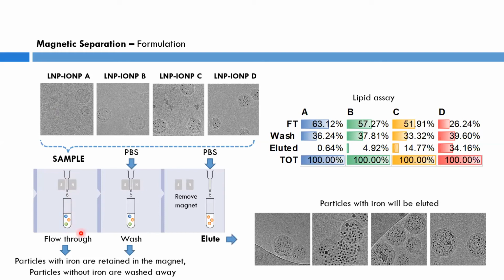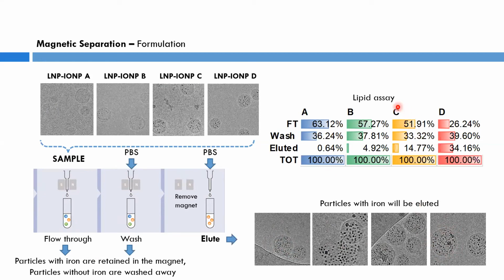The flow through and washed were washed with PBS, and therefore theoretically all the iron particles are retained in this magnet, whereas all the particles without iron should be washed away. Then the magnet is removed, and then the sample is eluted, and this is the elution fraction. And as you can see here, the particles recovered are filled with iron oxide particles.